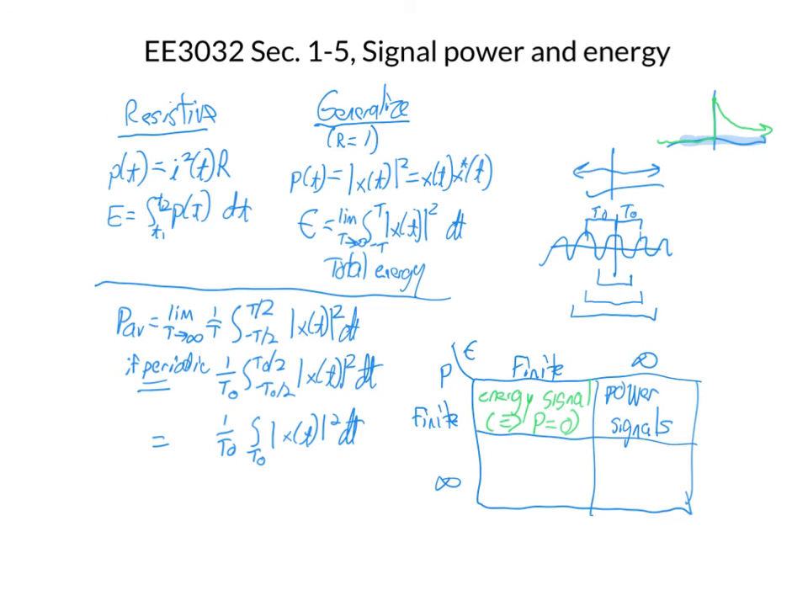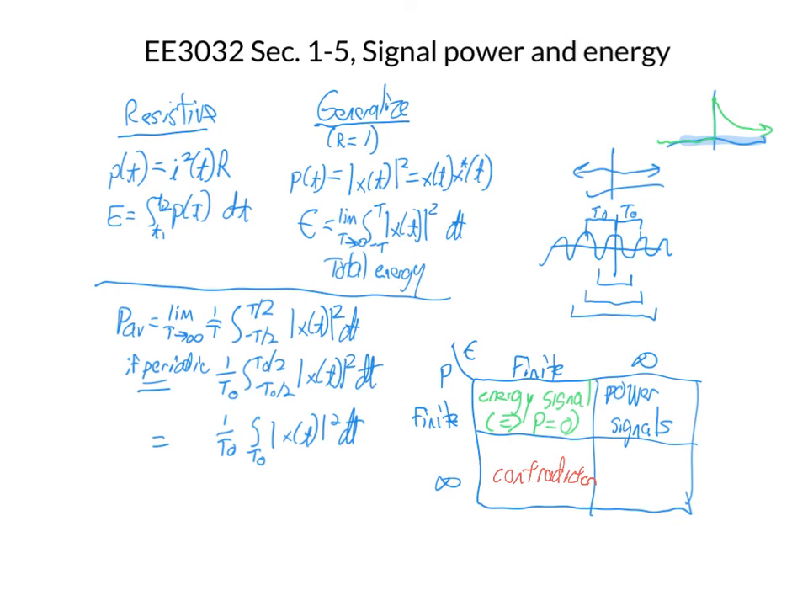Okay, so we have 2 cases remaining now. First of all, would be the lower left value. This here is a contradiction. This will not happen. If I have finite energy, I have to divide the energy by more and more time to get power. So if I divide a finite amount by a larger and larger amount, I am not going to end up with infinity. So that case can't happen.